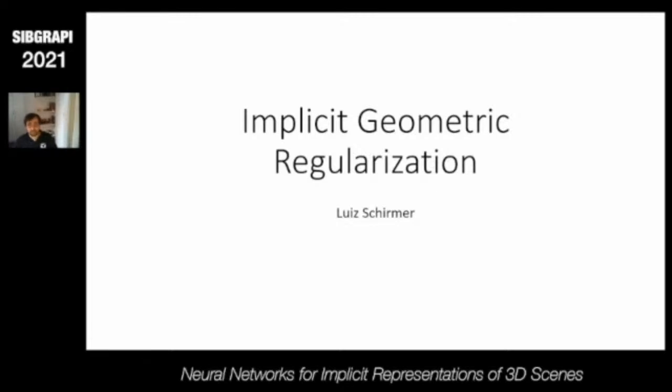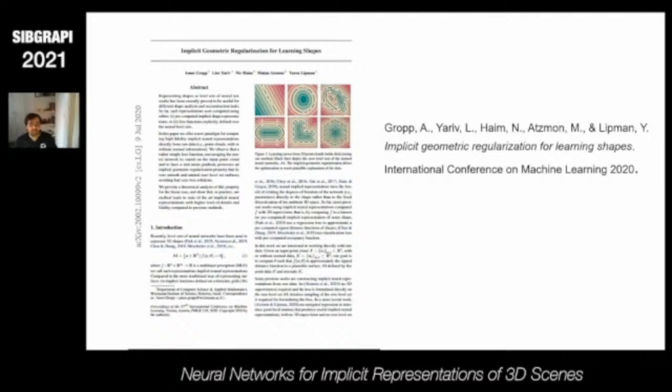Hello everyone, I am Luis Schirmer. I'm a postdoc researcher at IMPA and a research assistant at PUC-Rio. In a previous video, Professor Luiz Velho presented the Siren neural network. Here, in this section, we will talk about implicit geometric regularization for learning shapes, an alternative model to the task of reconstructing 3D shapes proposed by Gropp et al. and presented at ICML last year.